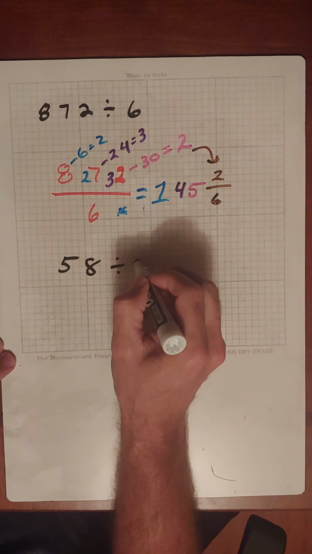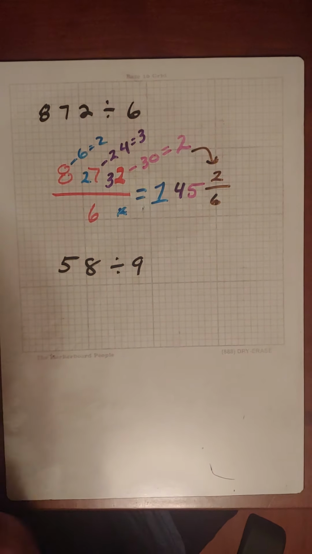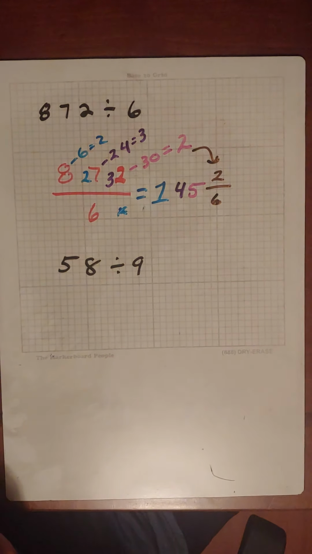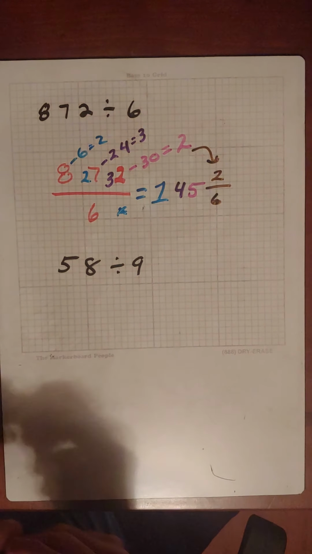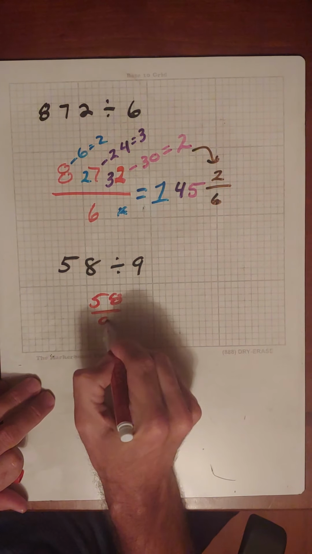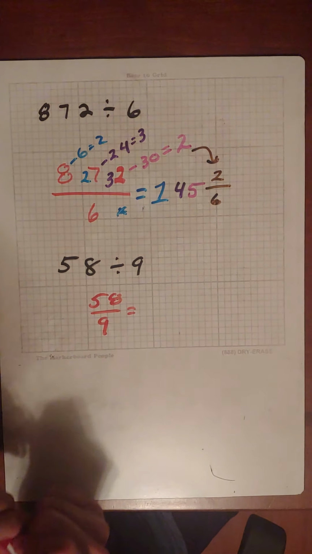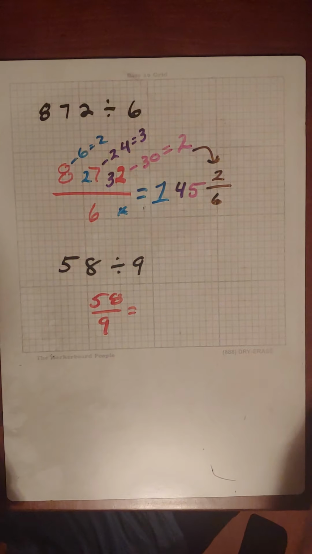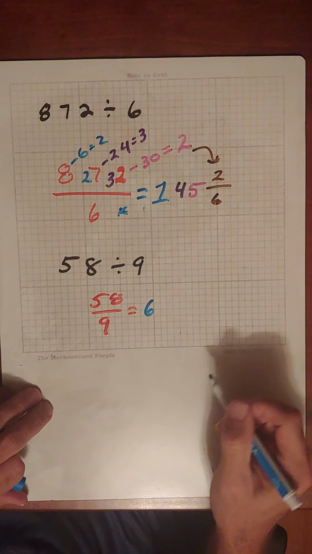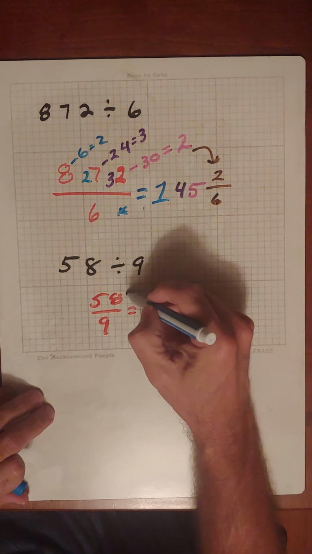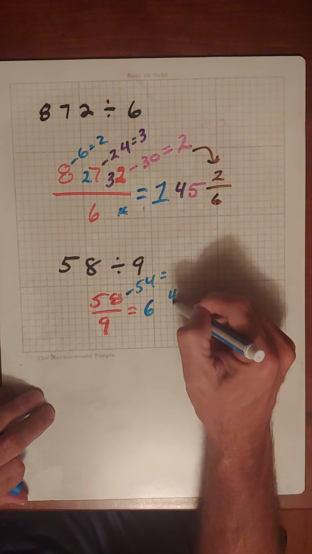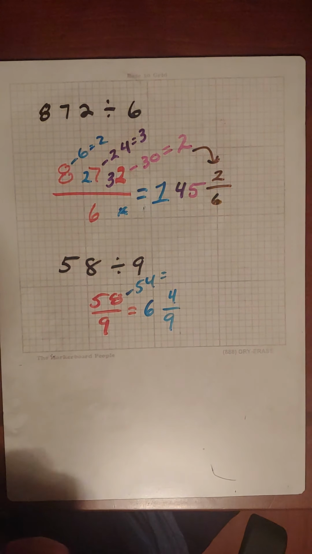58 divided by 9. Okay, so 58 divided by 9. Most of us probably would set that long division up, but my students in their head, they would think, okay, 58 divided by 9. So how many times does 9 go into 58? Well, 9 goes into 58 6 times. That's 54. So that means there's 4 left over. So 4 ninths, 6 and 4 ninths, just like that.